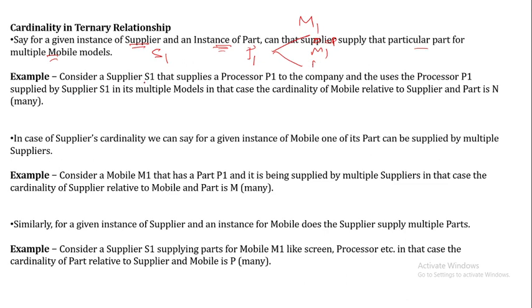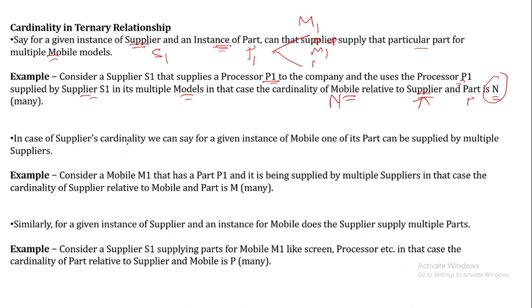So in this example, consider a supplier S1 that supplies processor P1 to many companies, and they use processor P1 supplied by supplier S1 in multiple models of mobiles. In that case, the cardinality of mobile relative to supply and part is n. Why? Because there are n mobiles for which the supplier supplies the processor. That is why it is n, many. Now next, see another example.